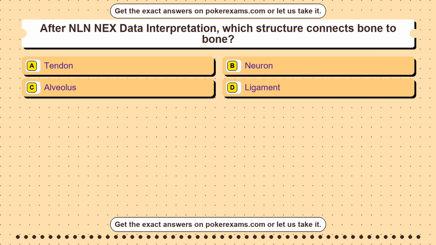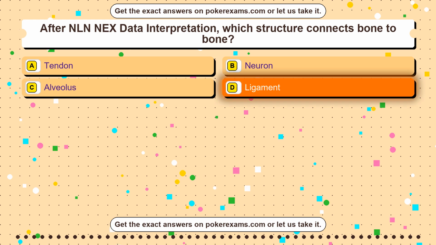Question 26. After NLN NEX Data Interpretation, which structure connects bone to bone? Option A, tendon. Option B, neuron. Option C, alveolus. Option D, ligament. The correct answer is option D.